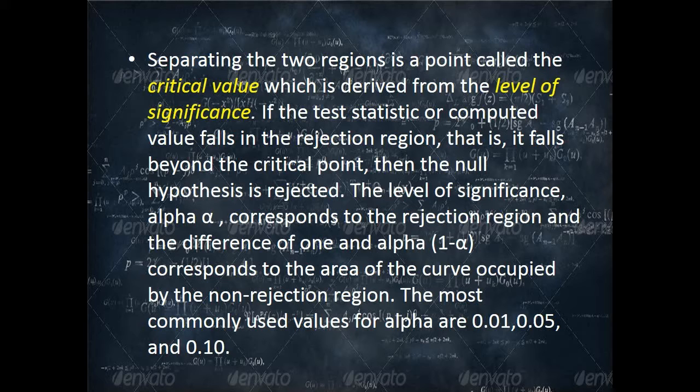The level of significance, alpha, corresponds to the rejection region, and the difference of 1 and alpha, 1 minus alpha, corresponds to the area of the curve occupied by the non-rejection region. The most commonly used values for alpha are 0.01, 0.05, and 0.10.